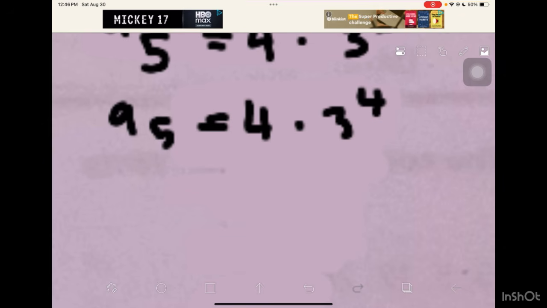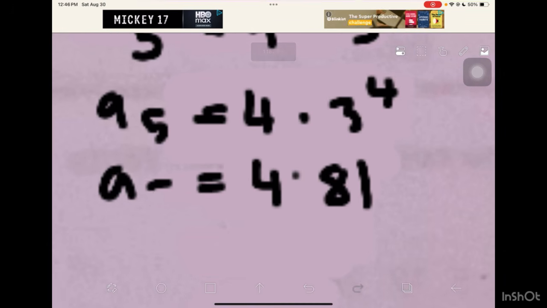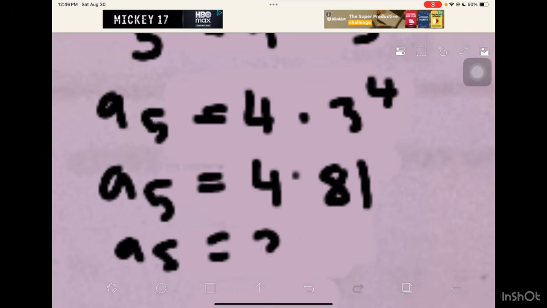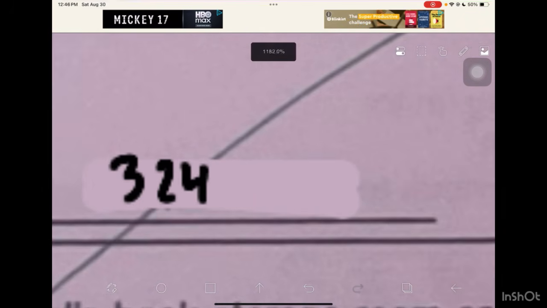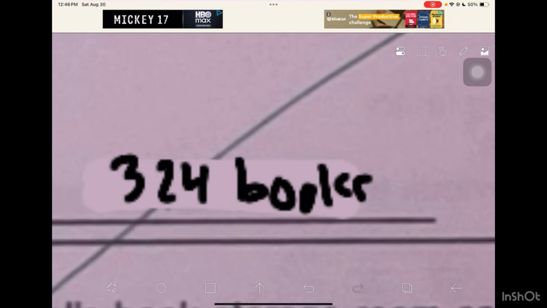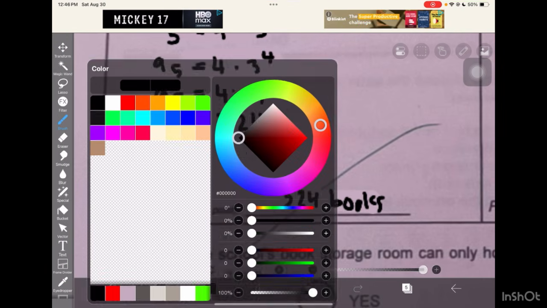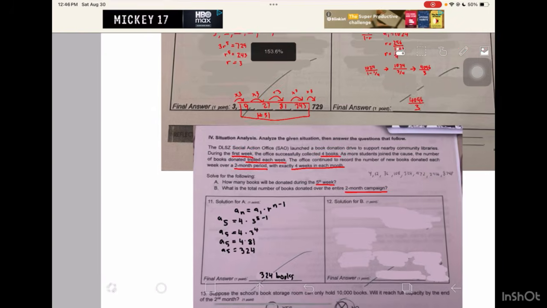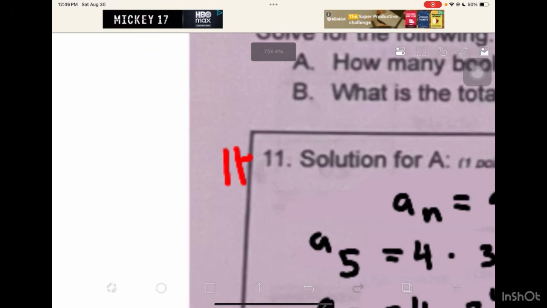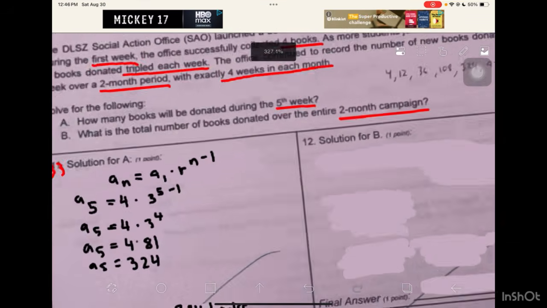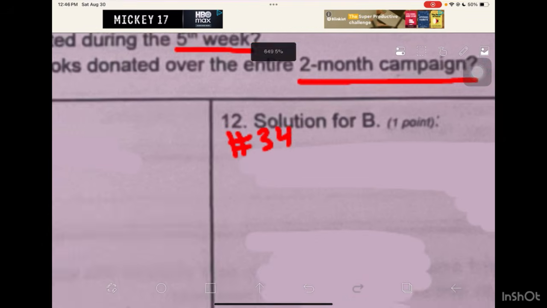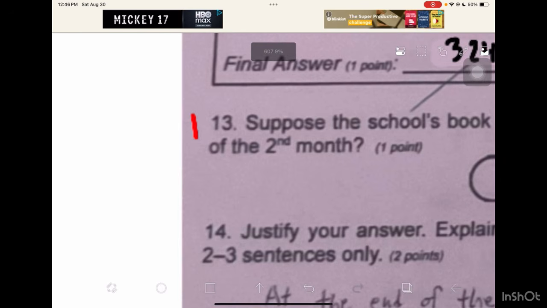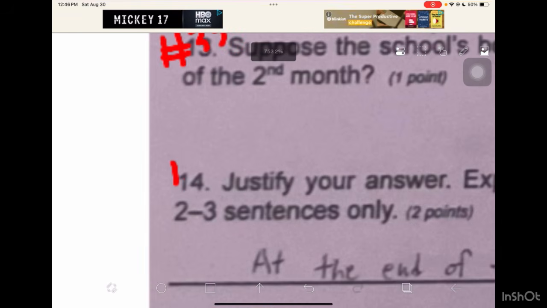So let's put that in our calculators. So 3 raised to 4, that's equal to 81. 4 times 81 is equal to A sub 5. A sub 5 is equal to 324 books. So in the solution, make sure to add books. 324 books, and oh, I forgot to label the numbers. Hold on. This would be number 33. This would be number 34. And this would be number 35. And I'll explain for number 36.